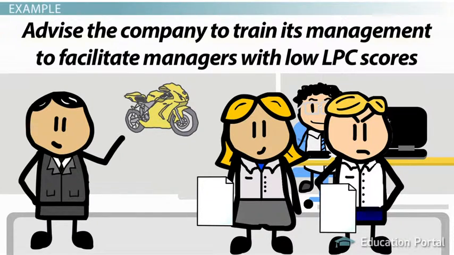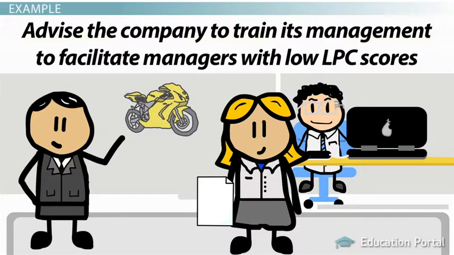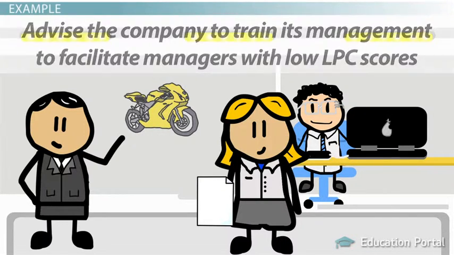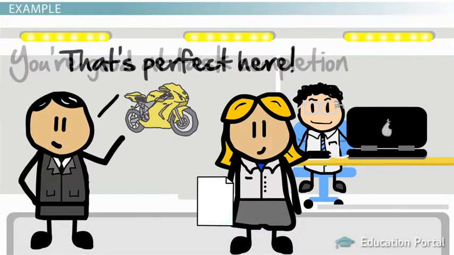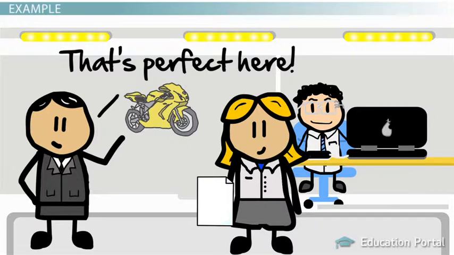You advise the company to train its management to facilitate managers with low LPC scores, since they are best suited for managing most of the situations at the company. This makes sense at a factory because a low LPC motivated person is motivated to focus on task completion, which is very important in production tasks. You have matched the management type most effective for dealing with the situation.